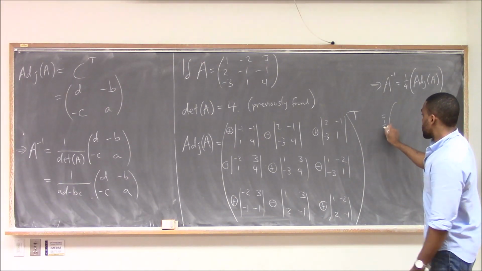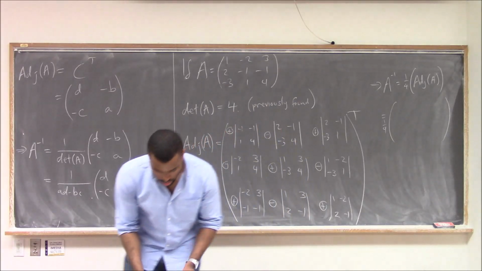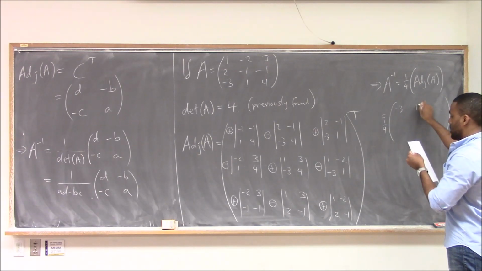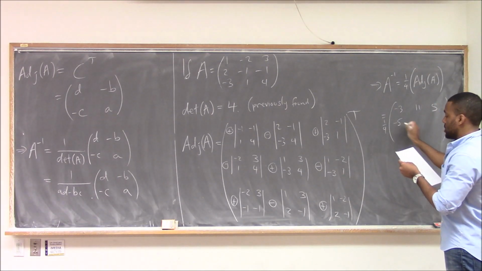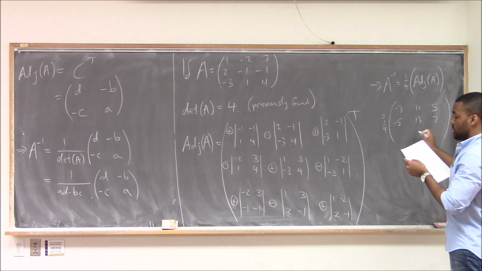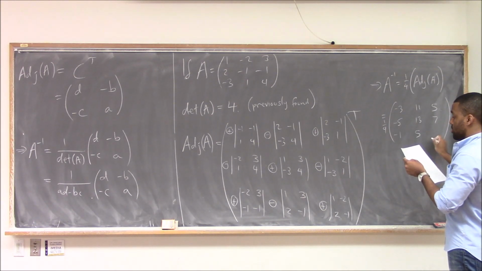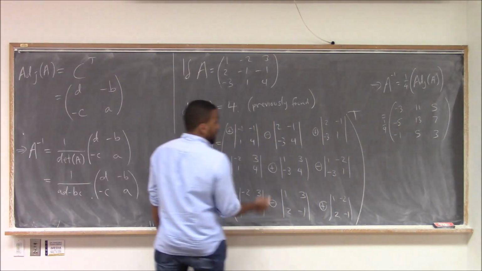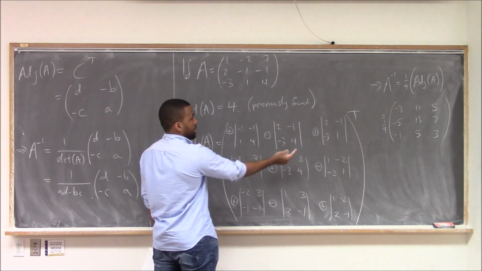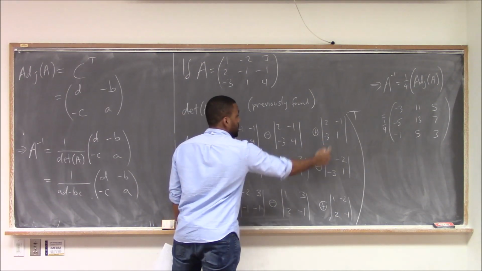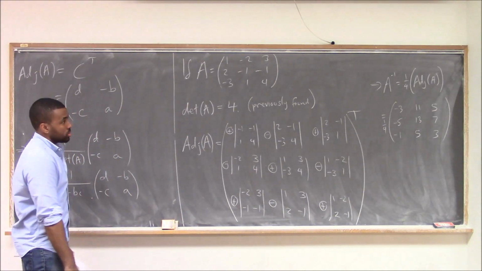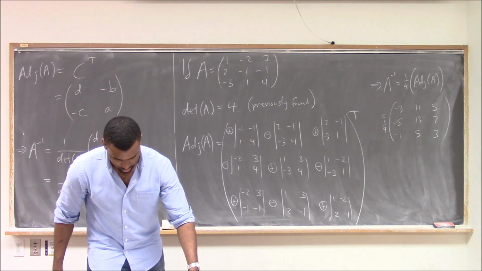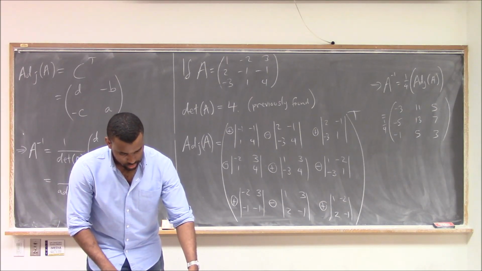So that's going to be 1 over 4 times, when you do all this, you will get it to look like -3, 11, 5, -5, 13, 7, -1, 5. Alright, so this guy ended up being a -3, this guy ended up being a 5, this guy ended up being a -1, and so on and so forth. Yep, and that's it.